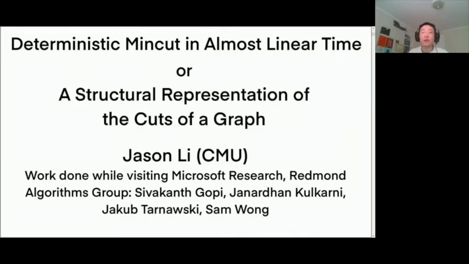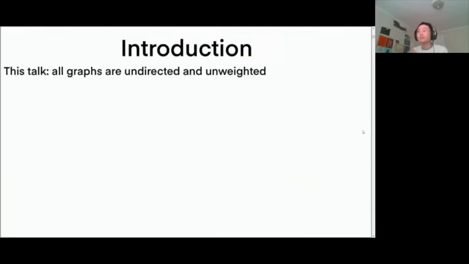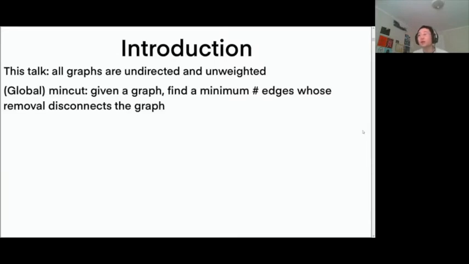So a more accurate title of this talk would be a structural representation of the cuts of a graph. And this will actually be our main focus for the talk, and we'll see the connection later on, why deterministic mincut requires a structural representation of the cuts. So in this talk, all graphs are going to be undirected and unweighted. And we'll be considering the global mincut problem, which is, given the graph, find the minimum number of edges to delete to disconnect the graph.